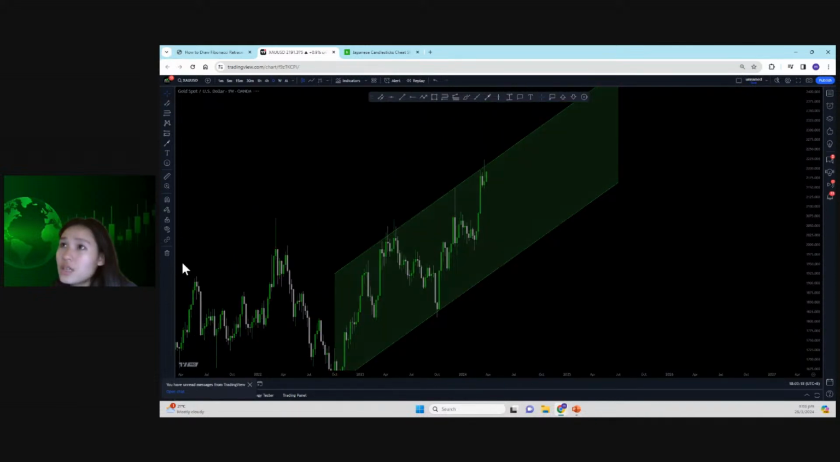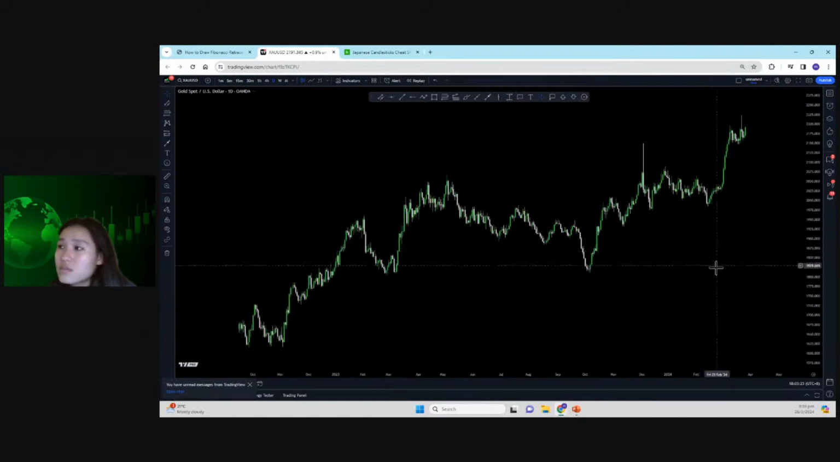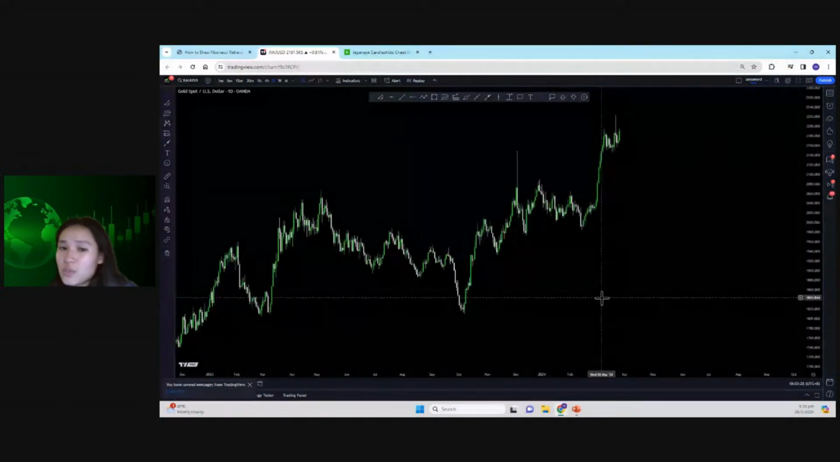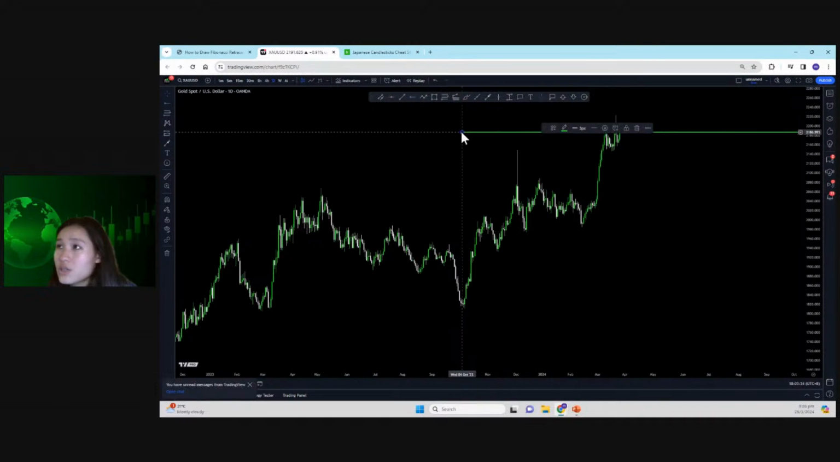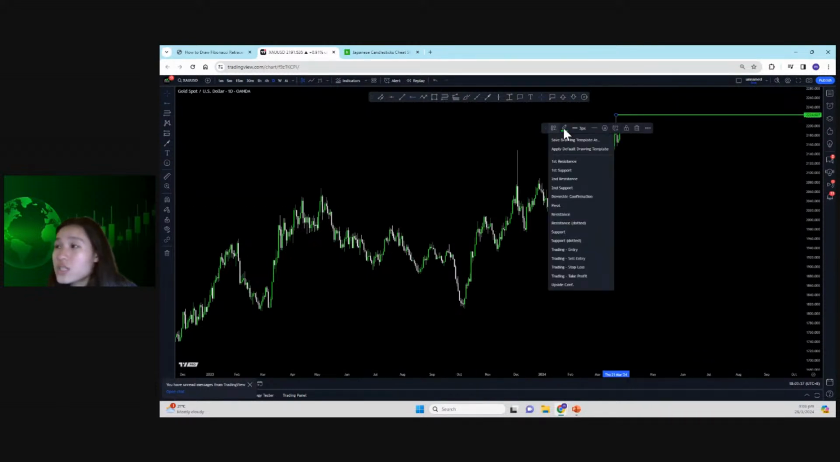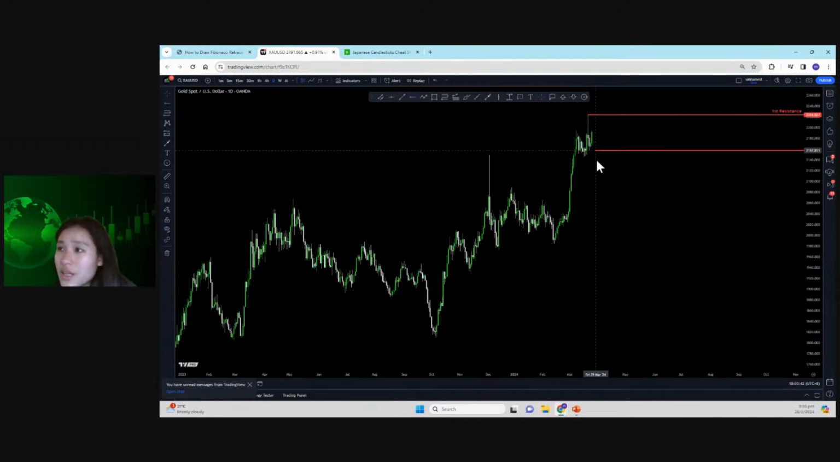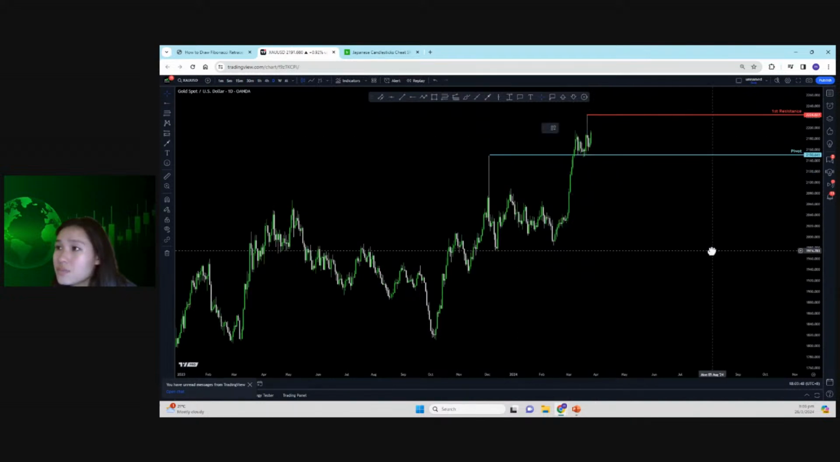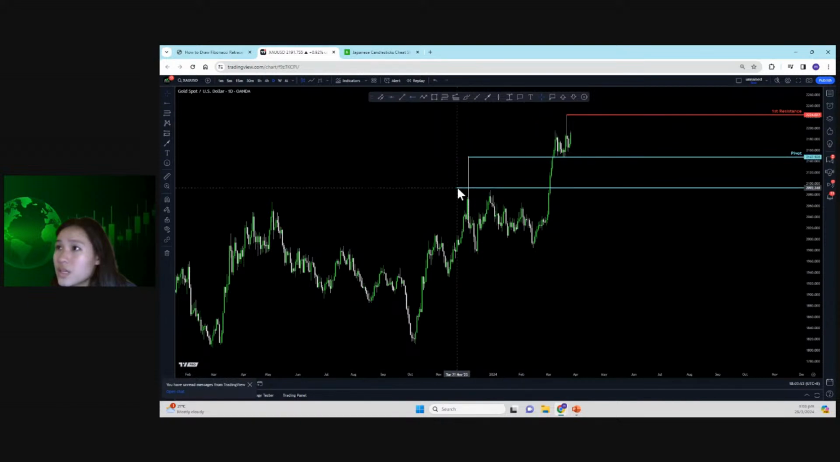Okay, now on our daily time frame, again, we see prices moving in an uptrend. Okay, so let's just go ahead and add our horizontal levels first. So my first resistance will be at the swing high, and then my pivot over here. And then my first support.